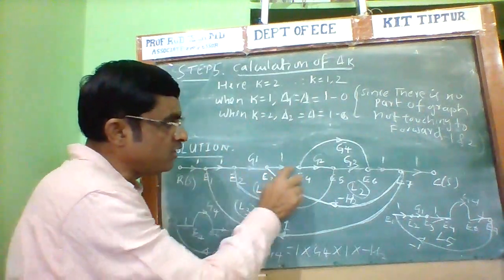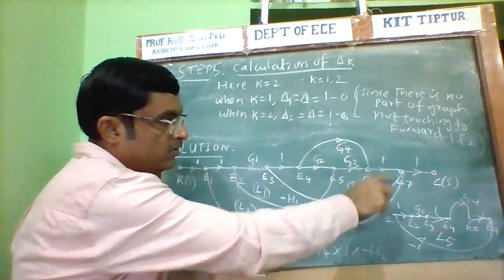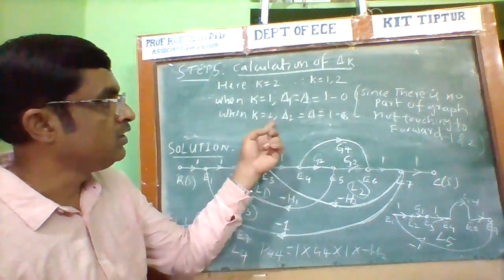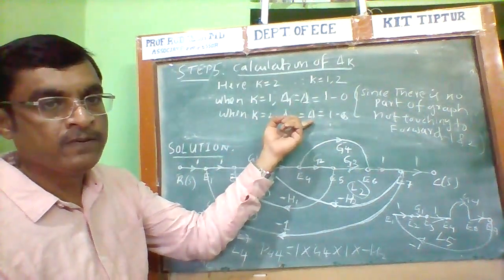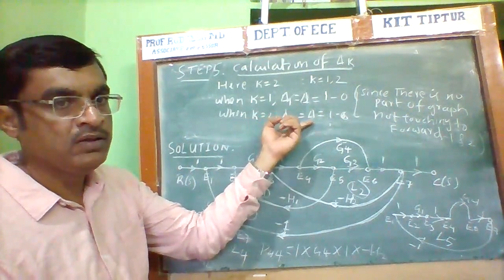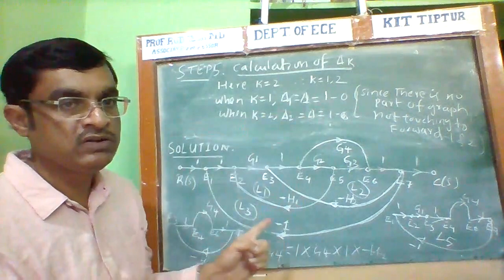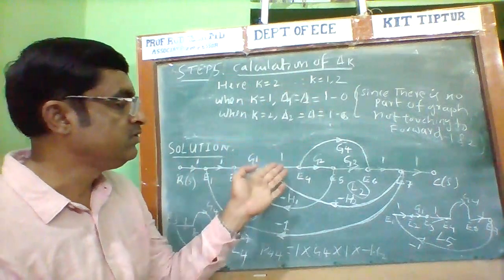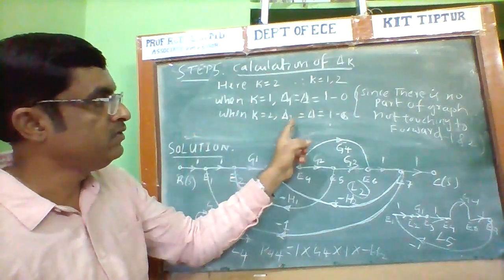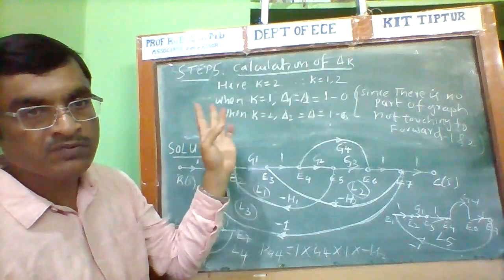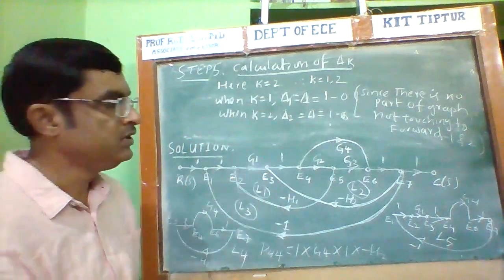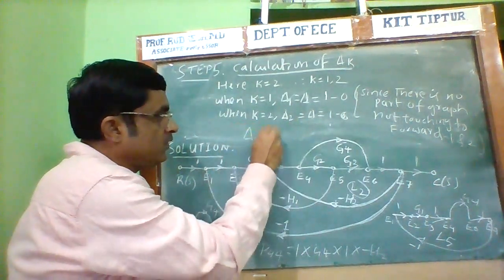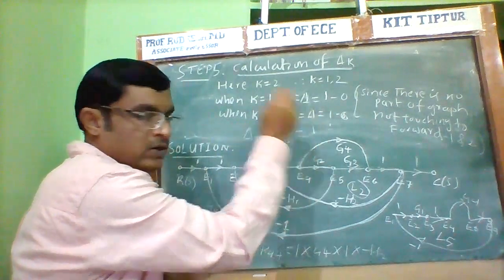If I consider the second forward path also, none of the parts of the graph are non-touching to the second forward path. Therefore, delta 2 is calculated with the same formula, for the part of the graph not touching the second forward path. Since here also there is no such part, delta is equal to 1 minus the sum of individual loop gains, which is 0, and the product is also 0. Therefore, delta 1 is equal to 1 and delta 2 is also equal to 1.